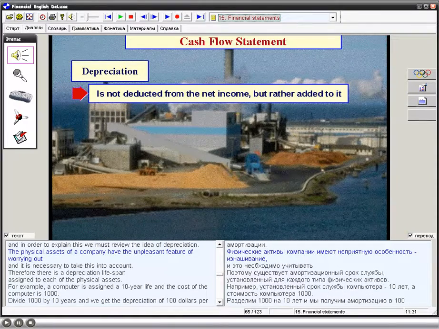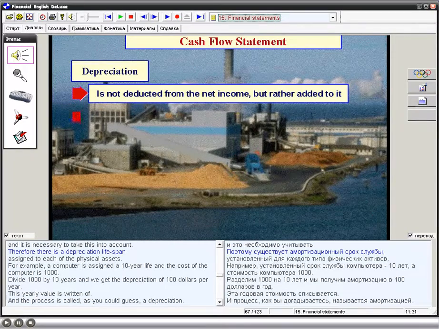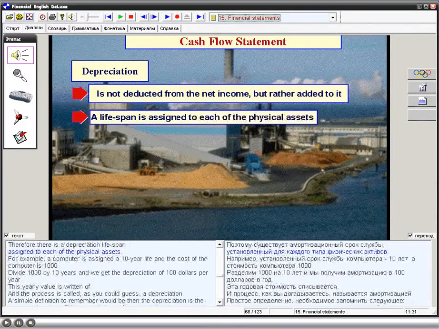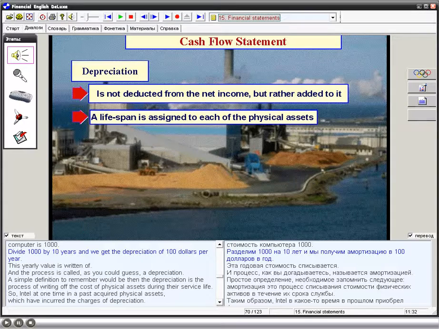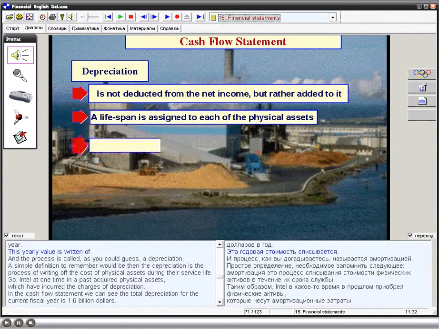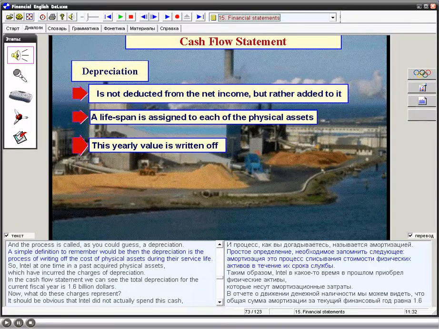Well, in reality, there is no contradiction, and in order to explain this, we must review the idea of depreciation. The physical assets of a company have the unpleasant feature of wearing out, and it is necessary to take this into account. Therefore, there is a depreciation lifespan assigned to each of the physical assets. For example, a computer is assigned a 10-year life, and the cost of the computer is $1,000. Divide 1,000 by 10 years and we get a depreciation of $100 per year. This yearly value is written off, and the process is called, as you could guess, depreciation.